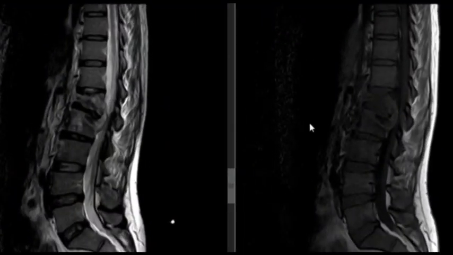T1 and T2 sagittal without fat sat, at the level of the L1 and L2 vertebral bodies, especially at L1, there is complete destruction of the vertebral body with irregular end plates and also loss of the intervening disc. There is decreased hydration and decreased height.